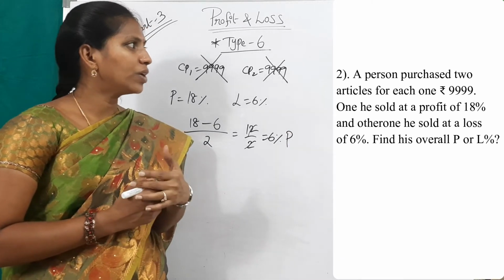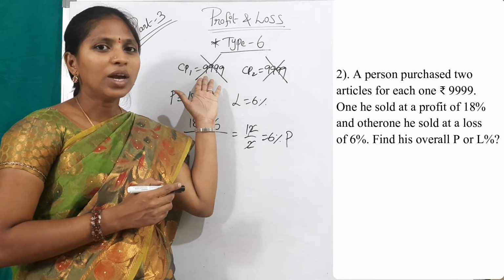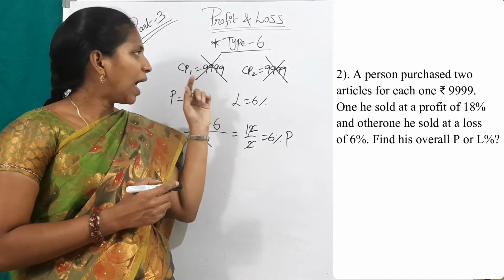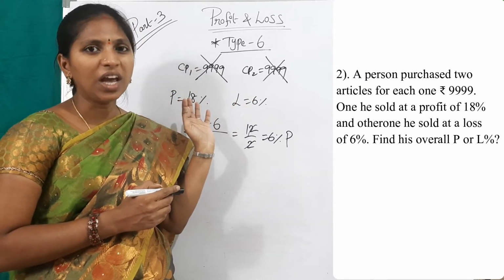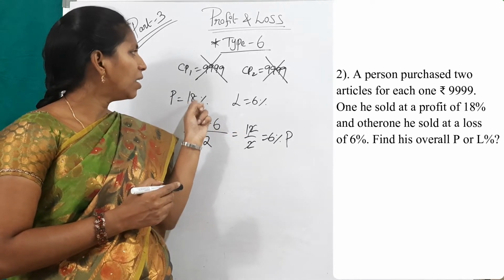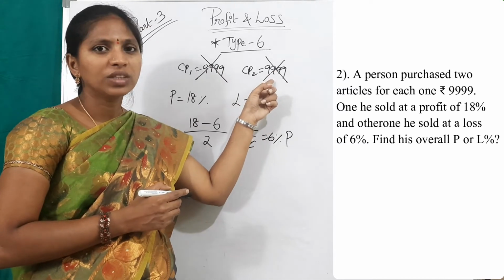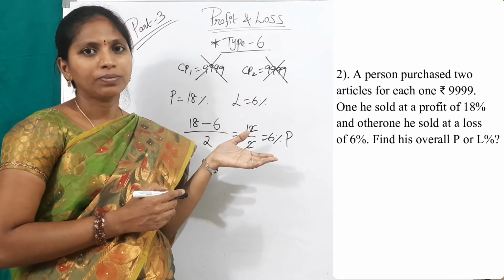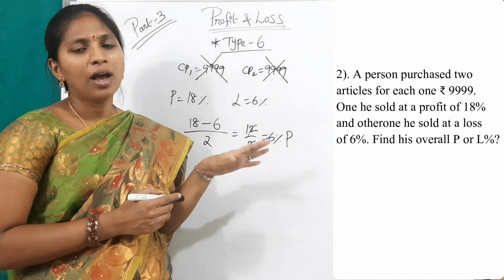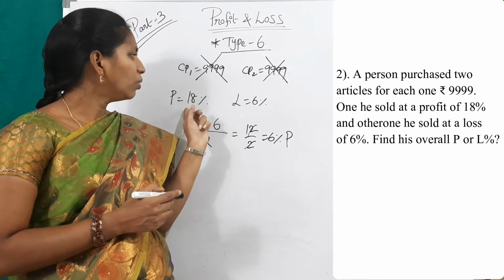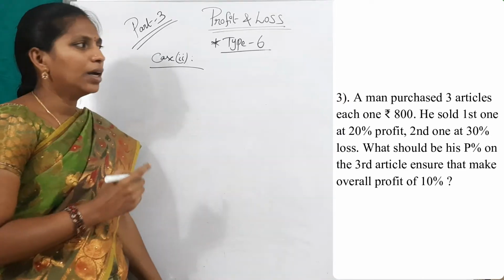In this type of question, don't take the cost price value. Here the value is four nines. By using the actual method, if you want to calculate, this is very difficult. It means calculating 18% on this value and 6% on this value, which is very time consuming. Instead of this value, take 100 or 200 or 300, anything. Otherwise, don't take any value, then directly apply this formula, that is the average. Next question.